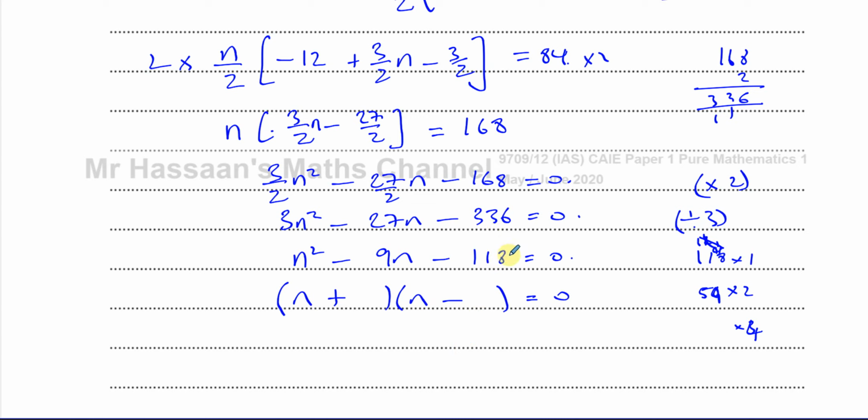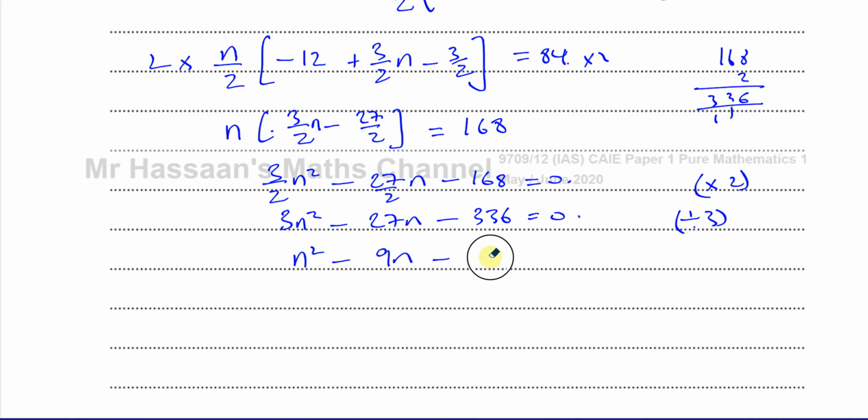Oops, my bad. That's 1, 1, 2 equals 0. So now we're going to try to factorize this. We'll see if we have two factors, one with a plus, one with a minus: n plus something, n minus something. Now they have to multiply to give you 112, and they have to add to give you minus 9.